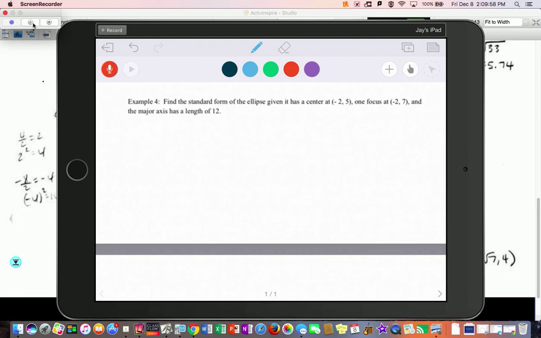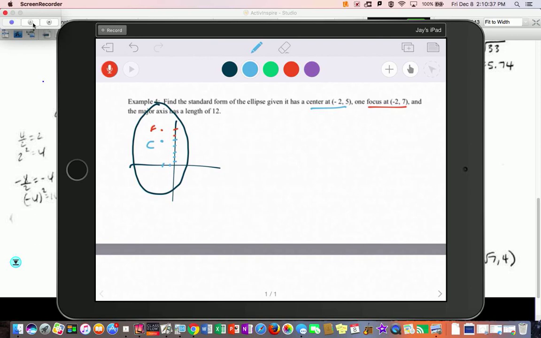Find the standard form of the ellipse, given it has a center at negative 2, 5, a focus at negative 2, 7, and major axis length of 12. So I would draw a picture, center at negative 2, 5. One focus at negative 2, 7. And the major axis has length of 12. So it might be more elliptical up and down or something like this.